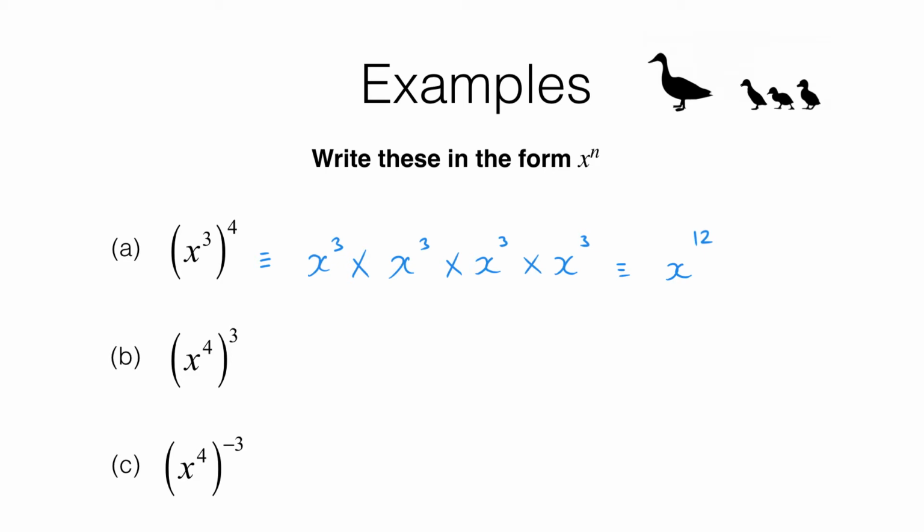Now, we didn't really have to go to the trouble of writing all of this out. We could have taken a shortcut. When you've got a power raised to a power, you can simply use the same base and multiply those indices together. So in this case, I could have simply worked out x to the power of 3 times 4, which is x to the power of 12. Pause the video and have a go at questions B and C.